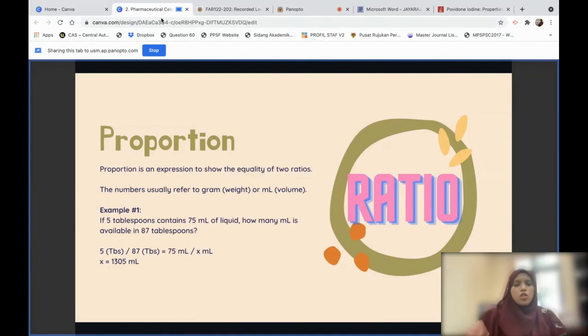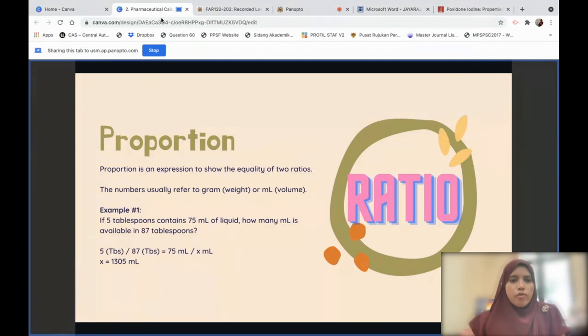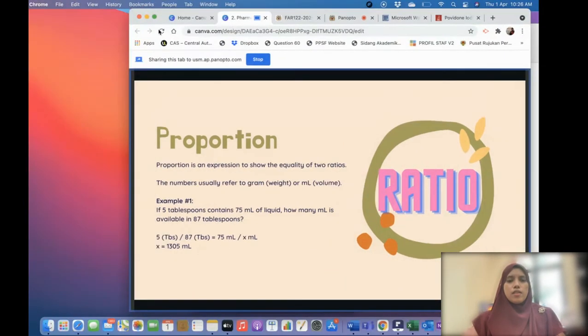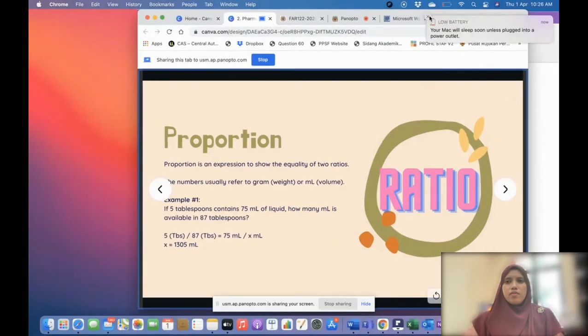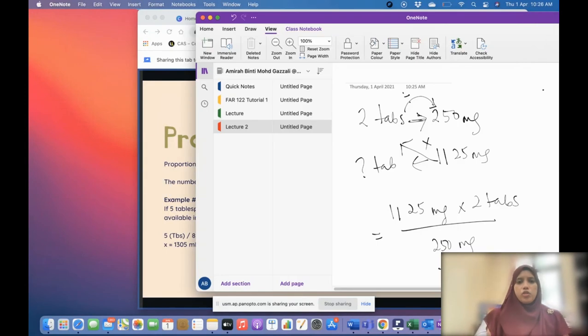Proportion. Proportion is also an expression to show the equality of two ratios. And the numbers again usually refer to weight, refer to gram or ml. So if we have 5 tablespoons contain 75 ml of liquid, how many ml is available in 87 tablespoons? It's the same as what we discussed just now. So basically, proportion and ratios are related. Okay, you can use proportion to answer the question on ratios. So if you are not sure about this, let me show you.